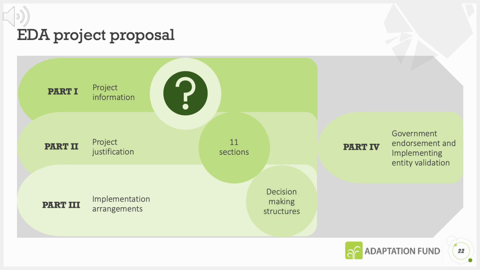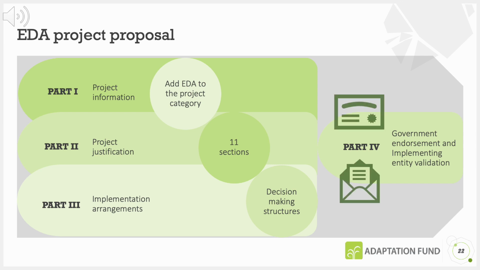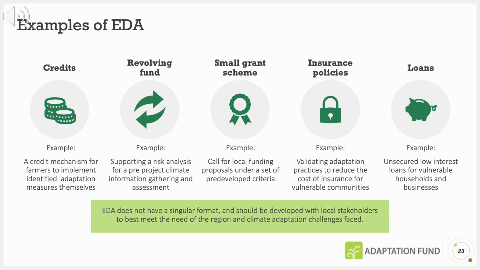One important thing to do in Part 1 is to add the words Enhanced Direct Access to the project category. Don't forget to add the signed letter of endorsement and implementing entity validation. Remember that there are many examples of EDA. You can refresh these or find out more by watching the EDA training video that accompanies this one.